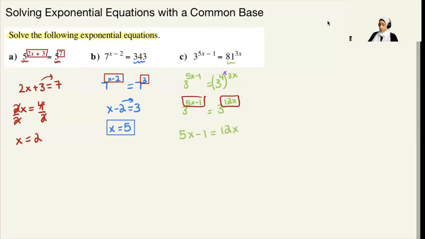And now we solve for x. So move the 5x to the other side. We'll have -1 is equal to 12x minus 5x, which is 7x. Divide by 7. Divide by 7. x is equal to -1 over 7. Okay. And that is the x that gives me our answer. And that's the x that makes these two sides equal.